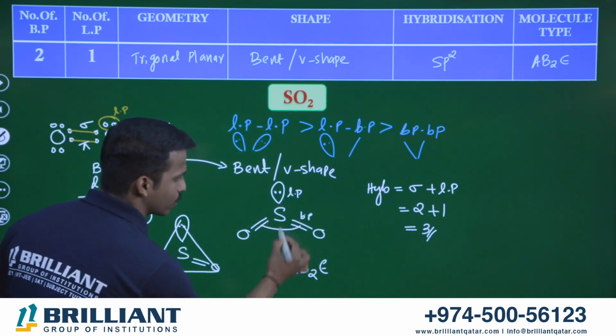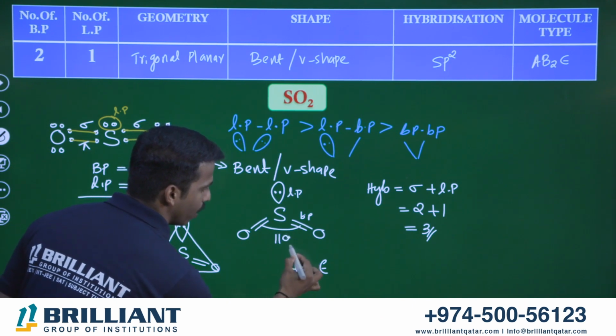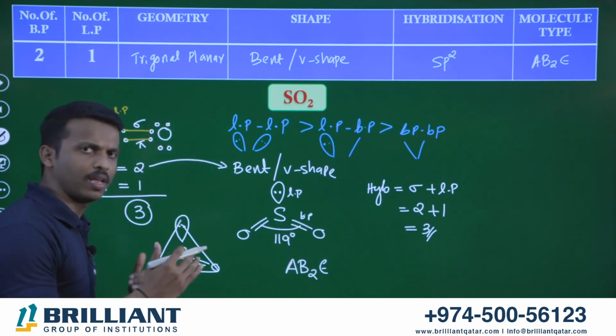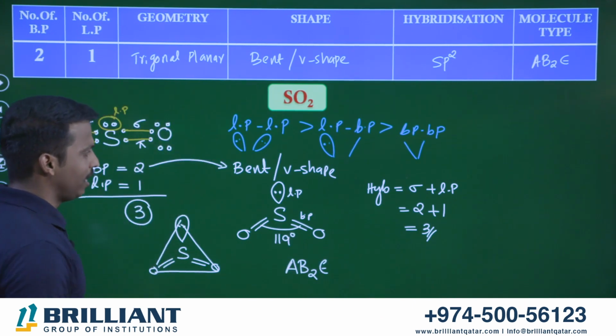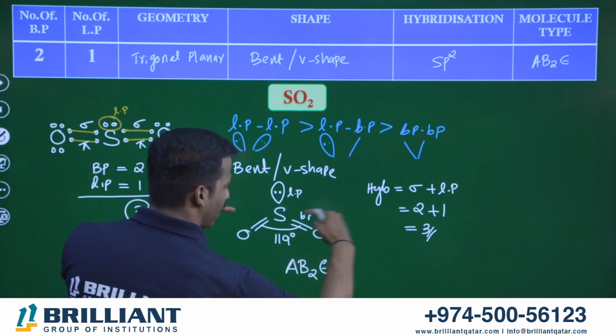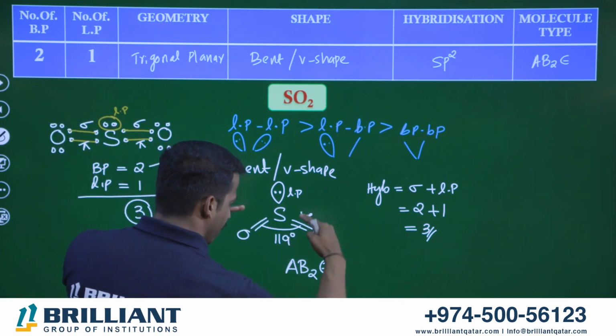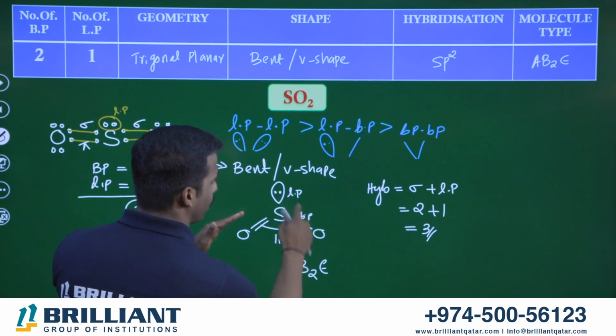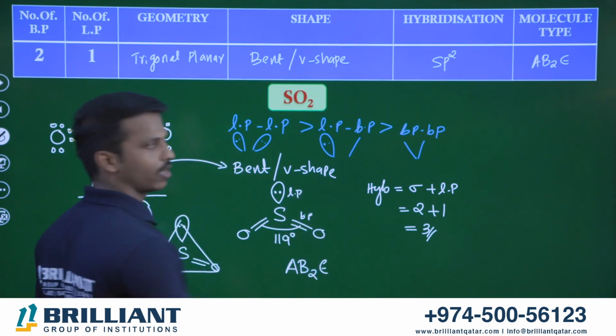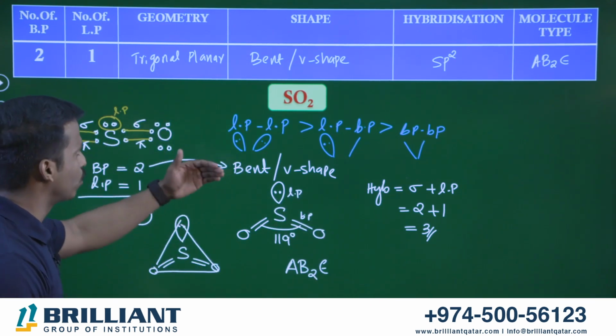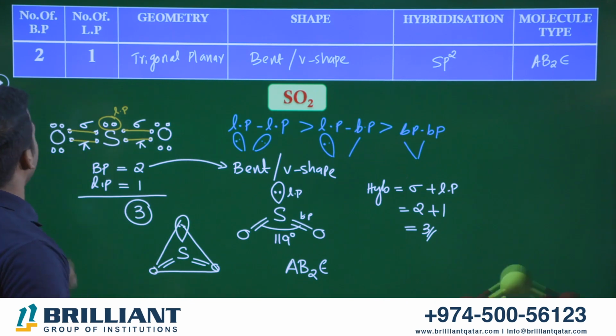The sulfur dioxide bond angle is nearly 119 degrees, approximately 120 degrees. See, in linear geometry, what was the bond angle? 180 degrees. Why does it reduce? Because the lone pair and bond pair repel, so the bonds will come closer. Alright, let's go to the next system.